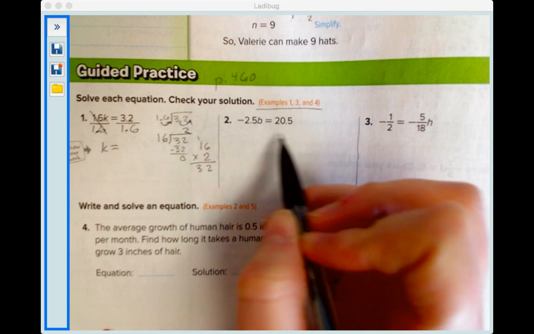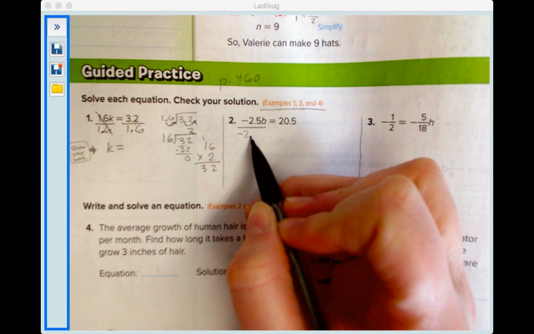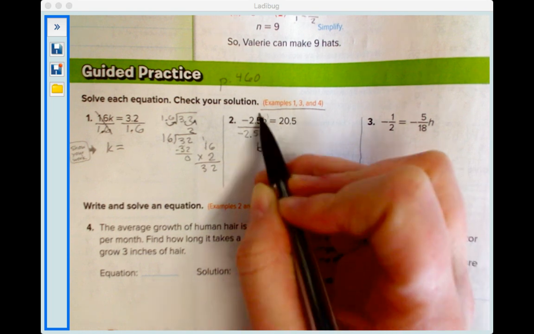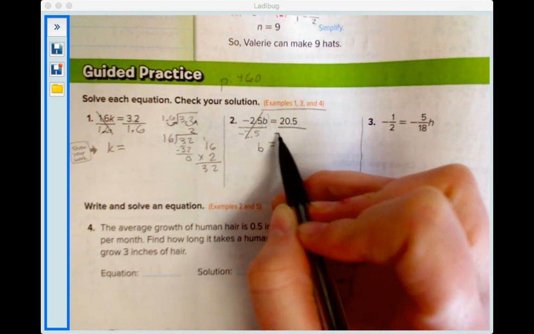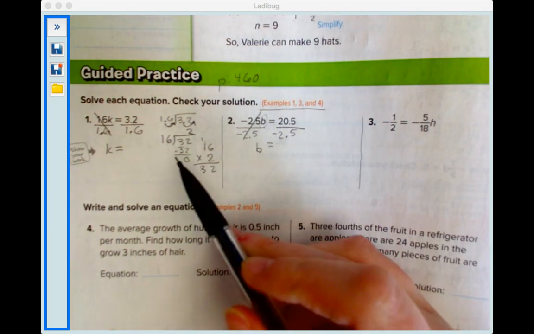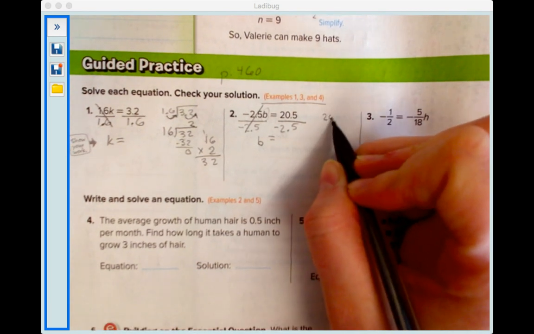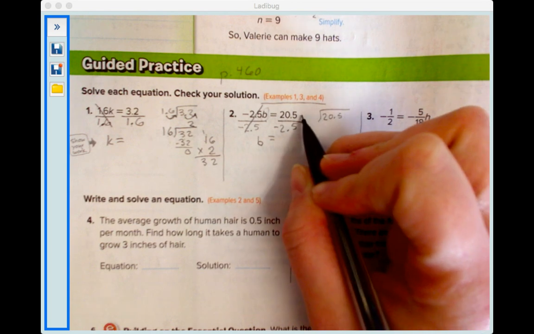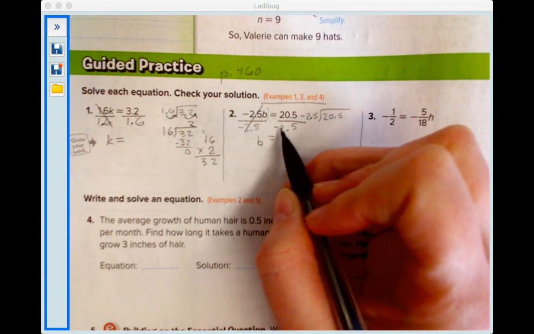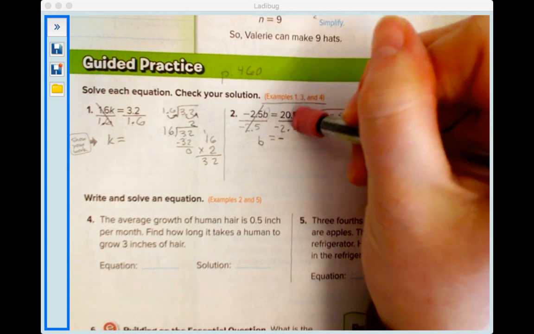Let's try again for setup. Divided by negative 2.5, because the variable's right here, you want that one by itself. Divide by negative 2.5. Again, I will help you with the setup. I will not do any of the division for you this time. So, 20.5 divided by negative 2.5. We know one negative will lead to a negative answer. So now you can ignore that negative up top.